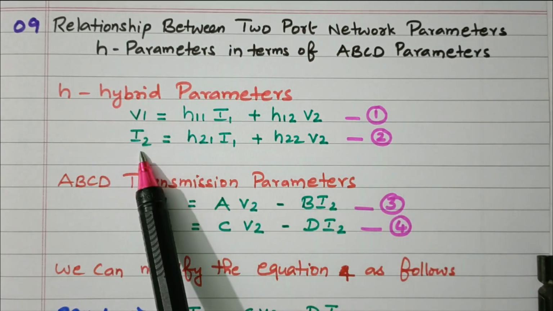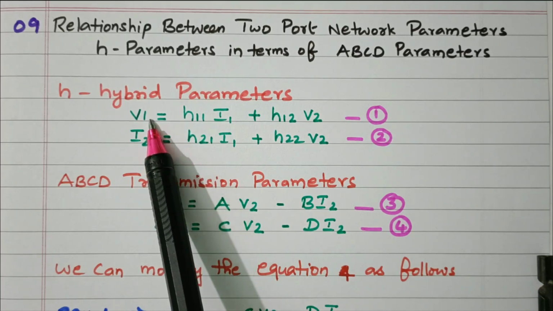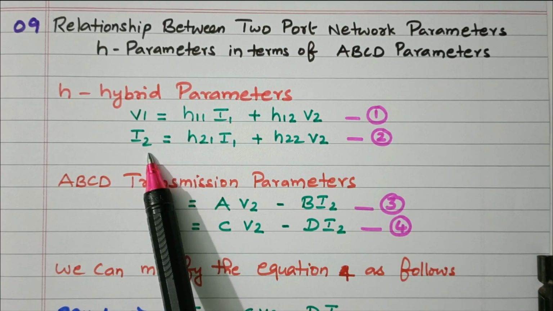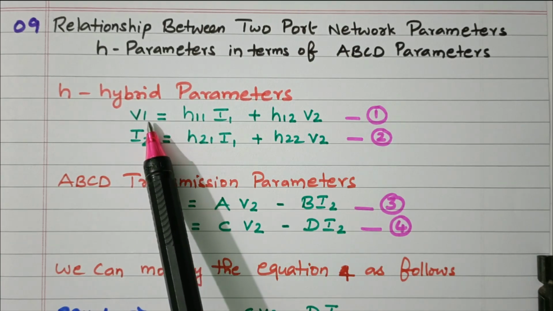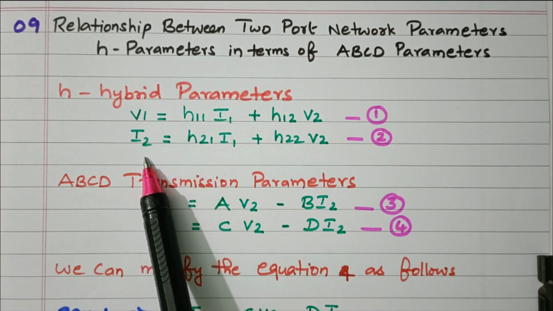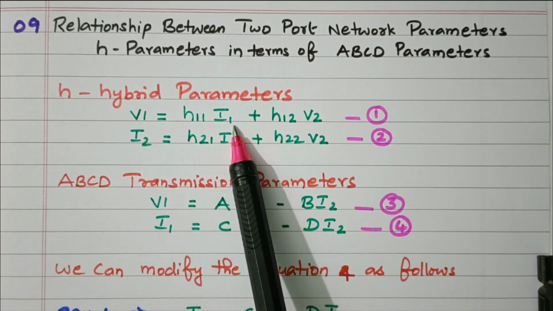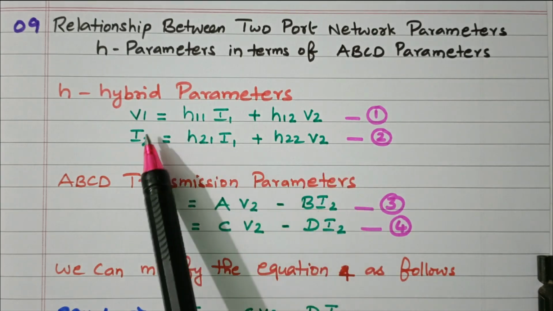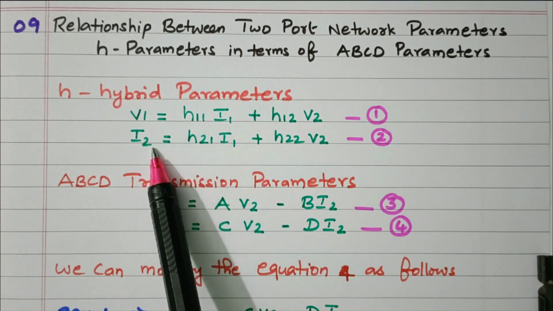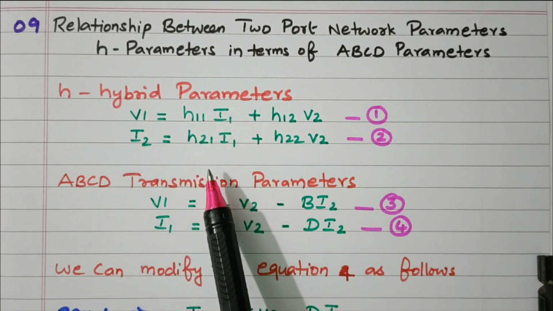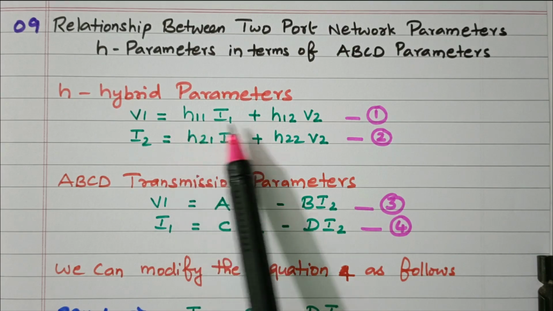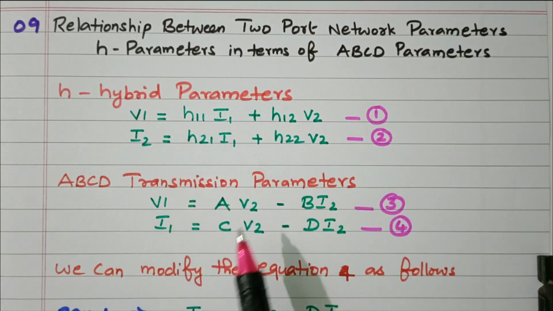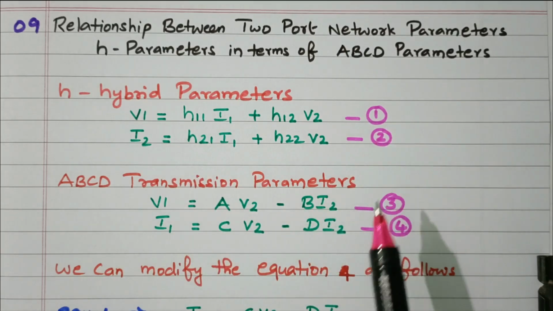This hybrid parameter is a general equation. V1 and I2, where 1 refers to the input port and 2 refers to the output port. So the input port voltage and output port current are expressed in terms of the input port current and output port voltage. Here both current and voltage are available, so it is called a hybrid parameter. So H11, H12, H21, H22 are the hybrid parameters. We'll take these as equations 1 and 2.